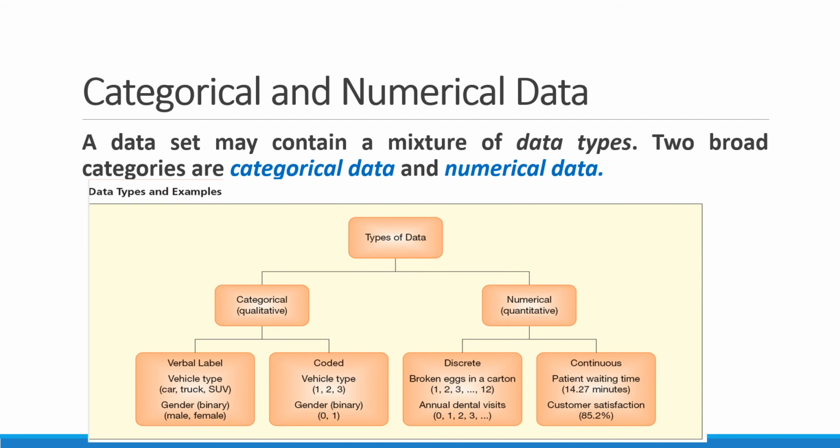Also, for the continuous, maybe it contains the percentage of infected people. The percentage may be 90.2%. So here, percentages and rates allow decimal numbers and fractions.